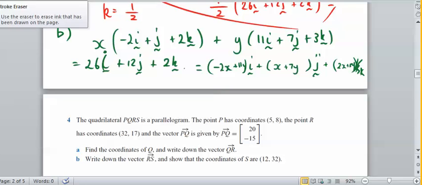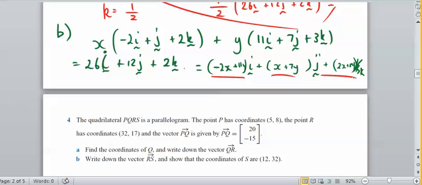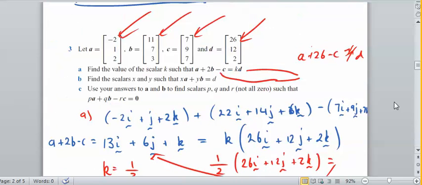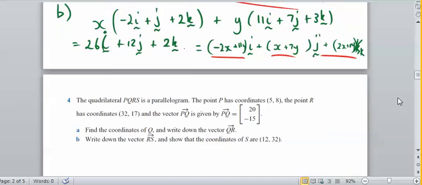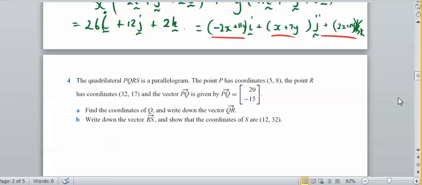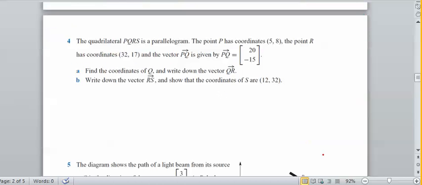Yes, you need 3 simultaneous equations. Now, I'm not going to do that right now. I've been through that. So you guys can then work that out. Use your answers to A and B to find scalars P, Q which are not all zero, such that, yeah, I'd like you to finish that off. I'm running out of room and I don't feel like doing simultaneous equations. I've taught you that already. I will make some assumptions, like you can do that question.